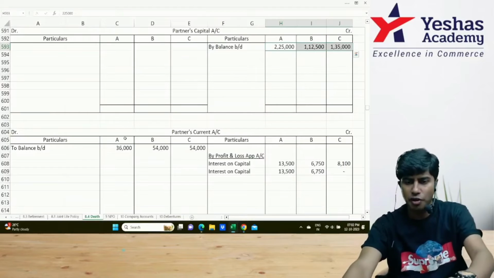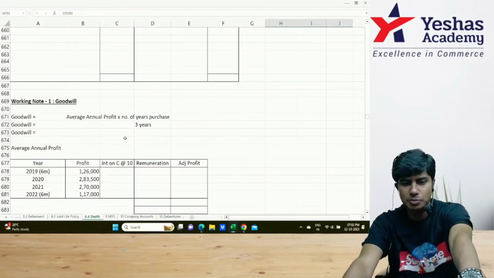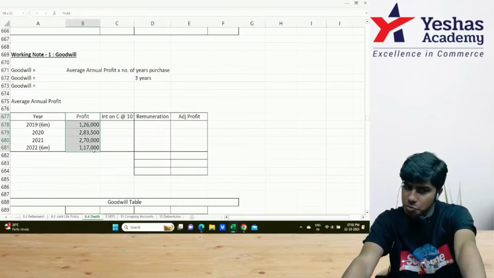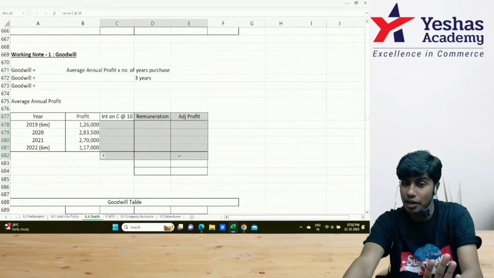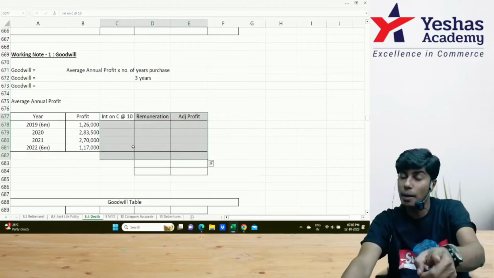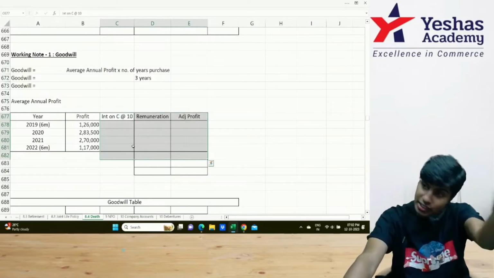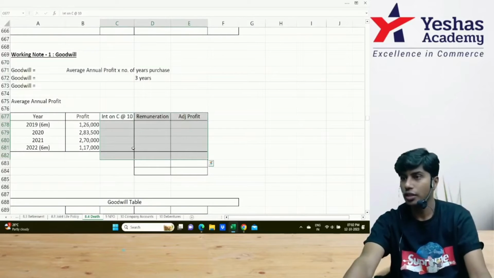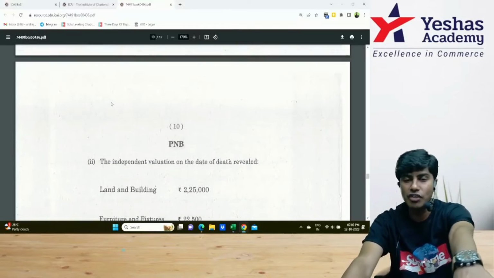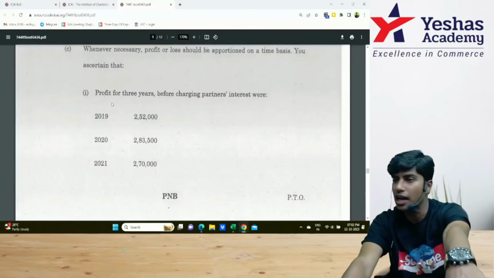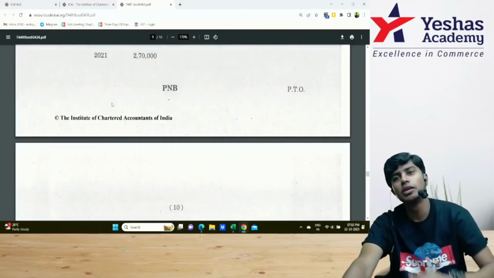We read this profit. Which profit? This profit. We'll write this profit. Don't write interest on capital, remuneration and all. This we will write after we read the entire question. Did you get it? Okay. Now, the first adjustment is over. Correct? Two pages of the question paper are over.